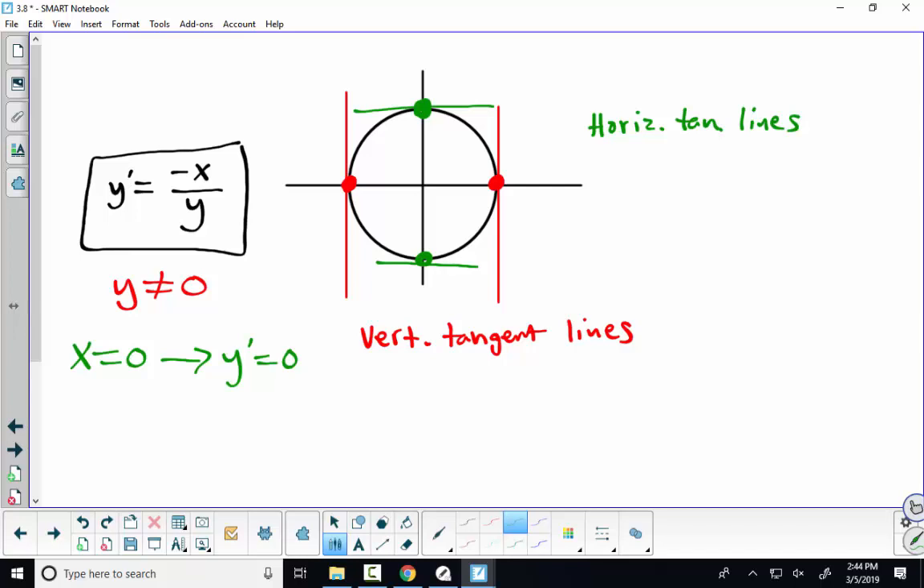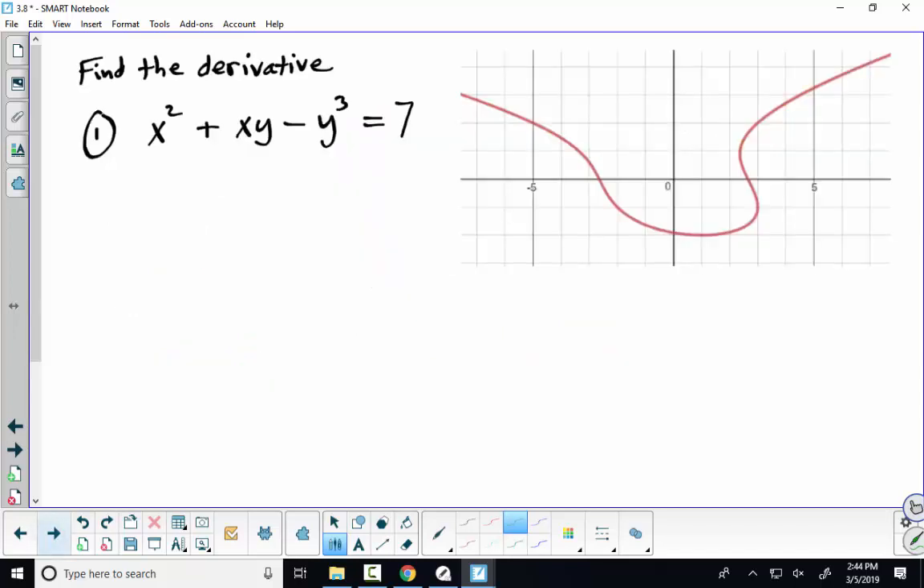Okay. Do y'all have any questions at this point? It's a very different way to look at things. Every function that we've seen up to this point, even in previous courses, has always been explicitly defined. Okay, so find the derivative of x squared plus xy minus y cubed equals 7. And then here's what this actually looks like.